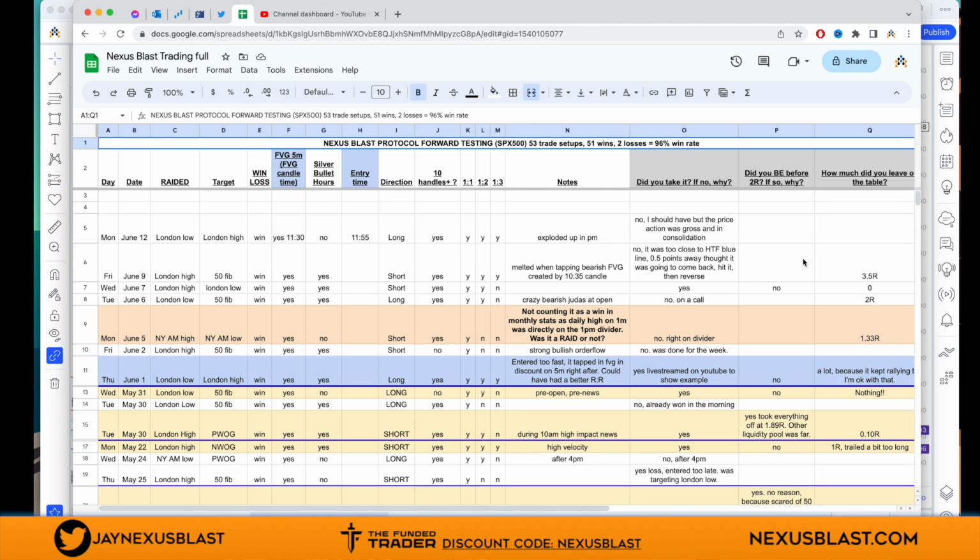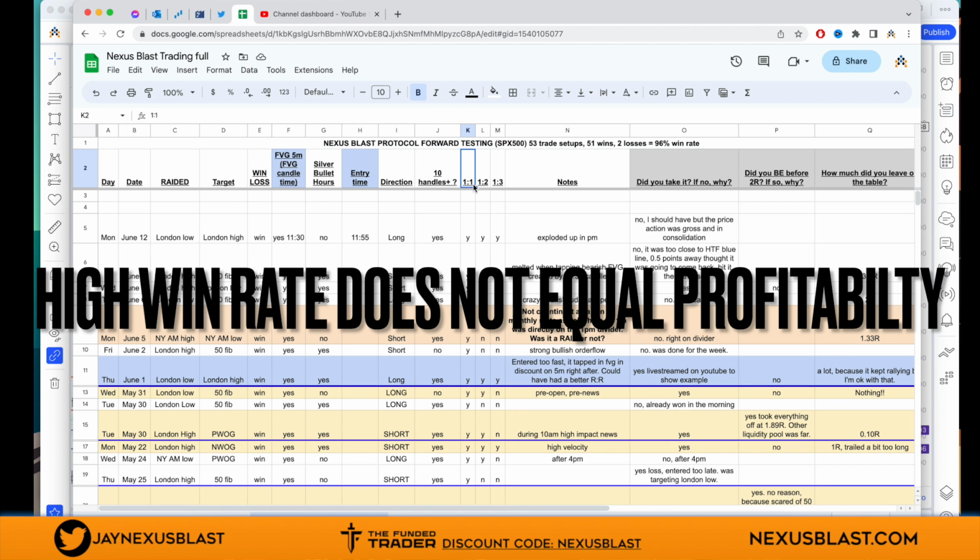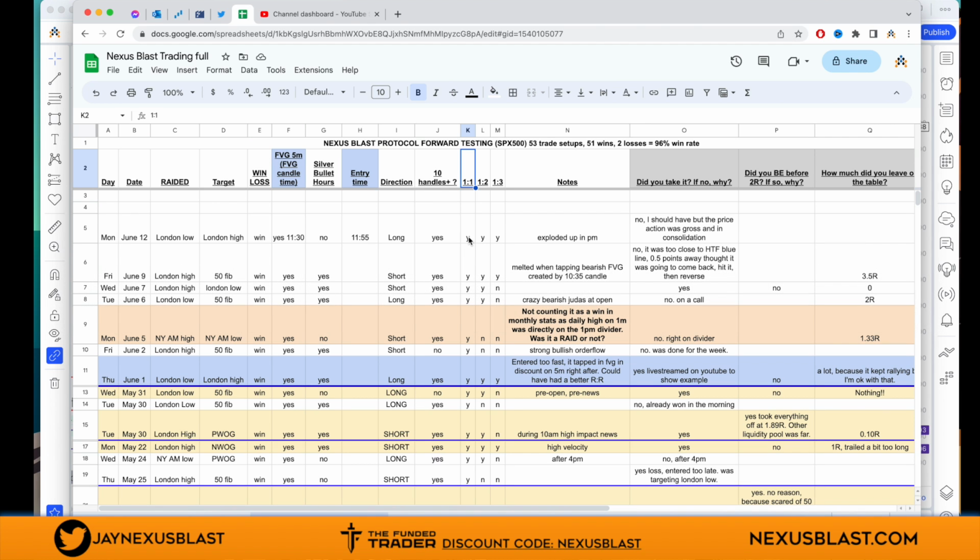Now be careful, win rate does not equal profitability, but in this case, we are showing you that a win is a 1-to-1 minimum risk to reward, closed trade or partial, and then you can see that some trades are going much further than that. And we're aiming at 1-to-2s.